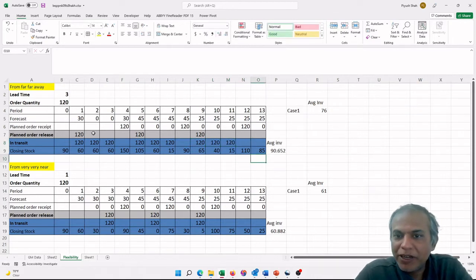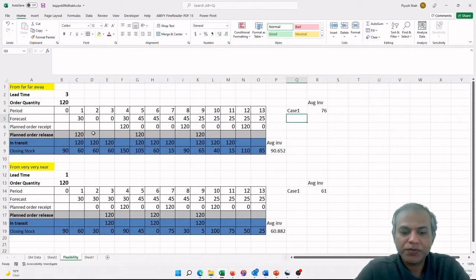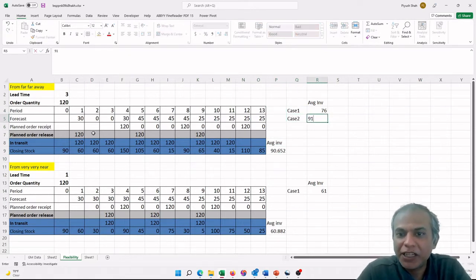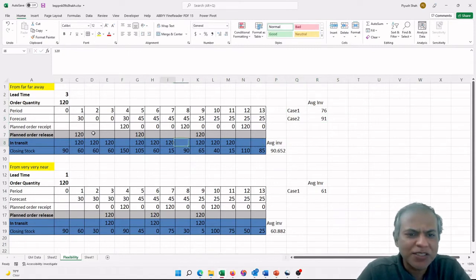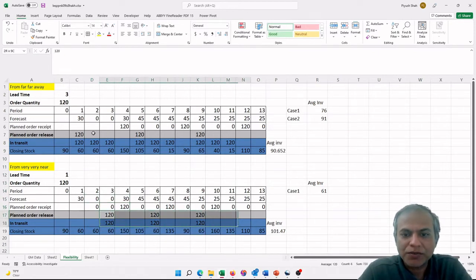All right, so my inventory went up to 91, right? So in case 2, my new inventory is 91, average inventory is 91 units. Let's do the same thing for this near situation. I have 0 here, I have 0 here. I have not placed any order. I can completely remake my situation.